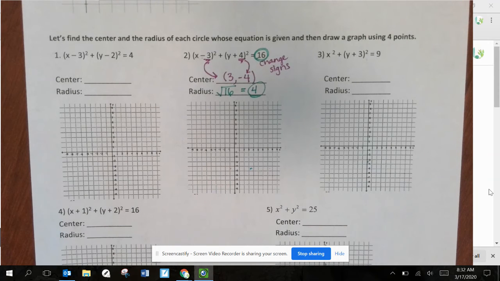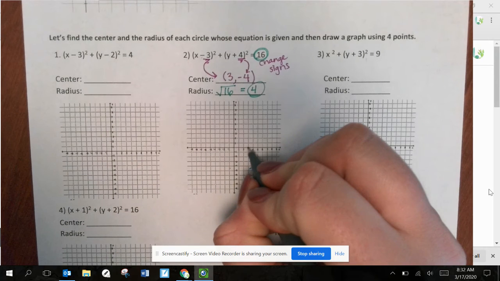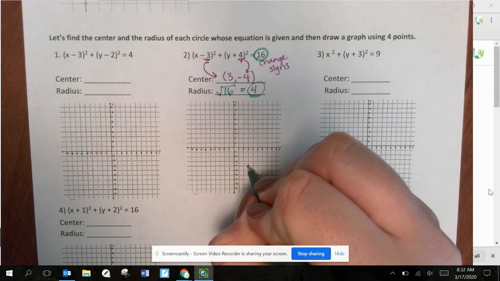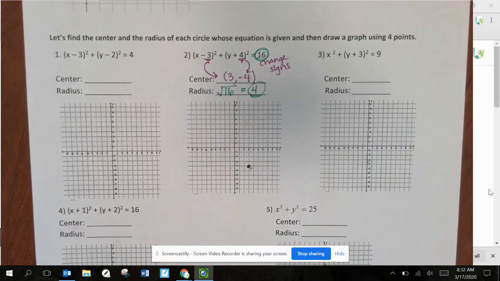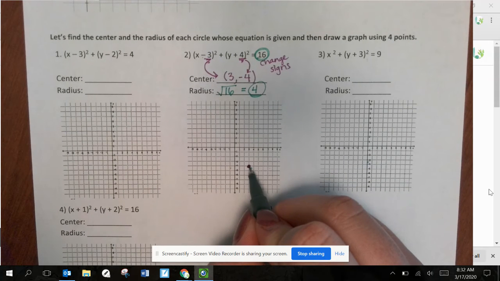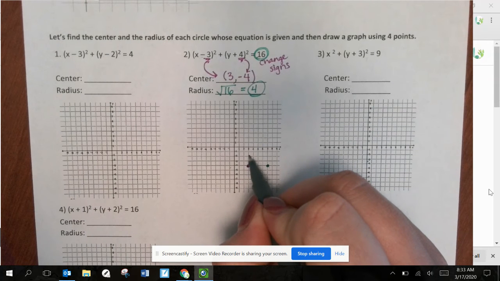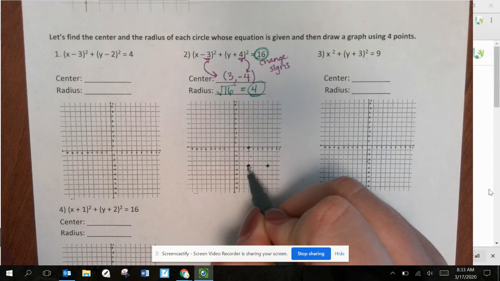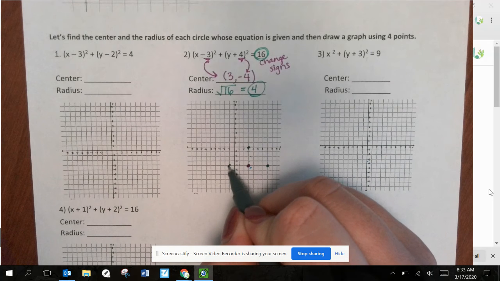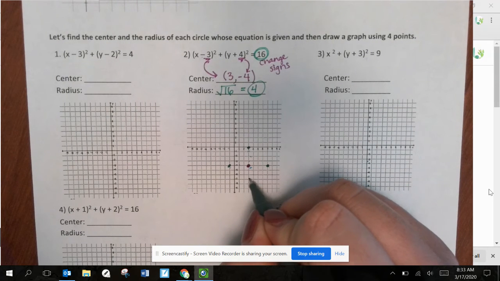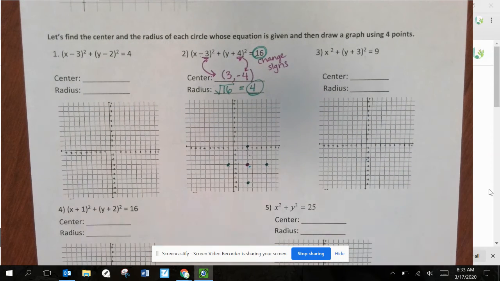So I now know the center for my circle and I know the radius of my circle. I can begin to graph it. I'm going to start by plotting the center of my circle. It was at 3, negative 4. There's the center of my circle. And now I'm going to use my radius to figure out where some other points on my circle are. My radius is the distance from the center to the edge of my circle. So I'm going to count 1, 2, 3, 4 and put a point. I'll do this in each of the four directions.